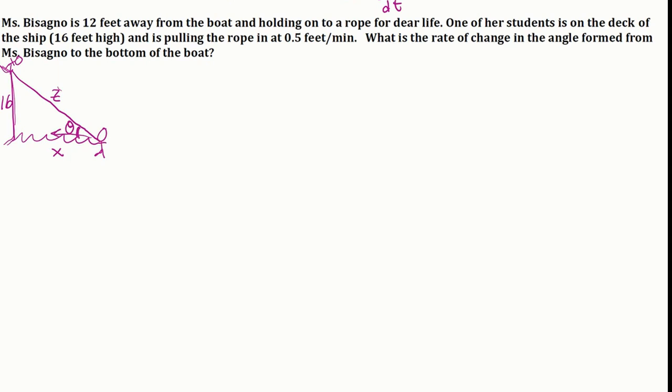So we know that the rope is being pulled in. So dz/dt is negative 0.5 feet per minute. And that is negative because the distance is decreasing. The rope is not being let out. The rope is being pulled in. So that distance is decreasing, so it's a negative rate. And we are looking for the rate of change of the angle. So d theta/dt is what I'm trying to figure out.